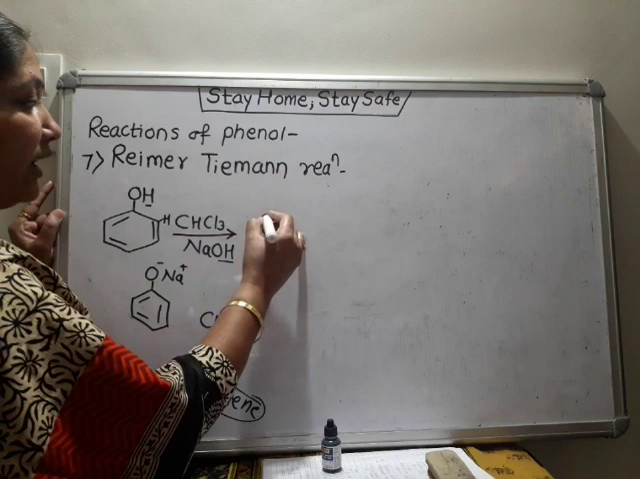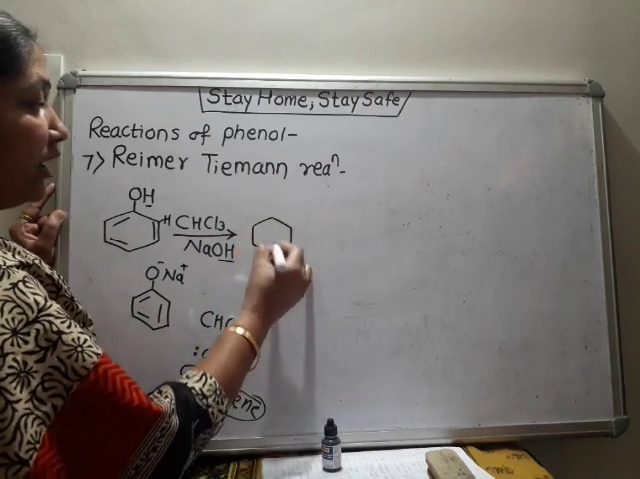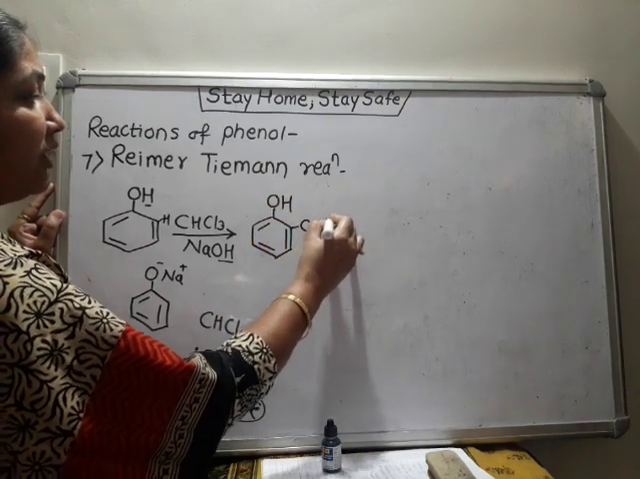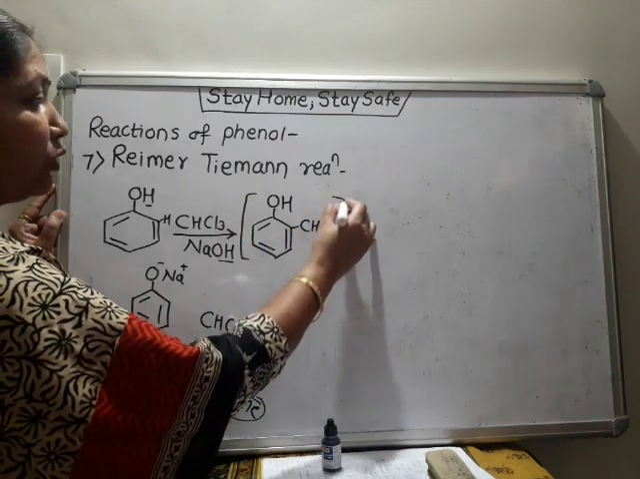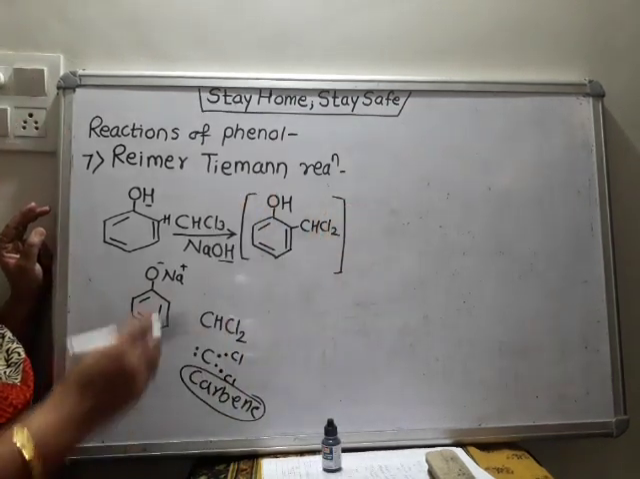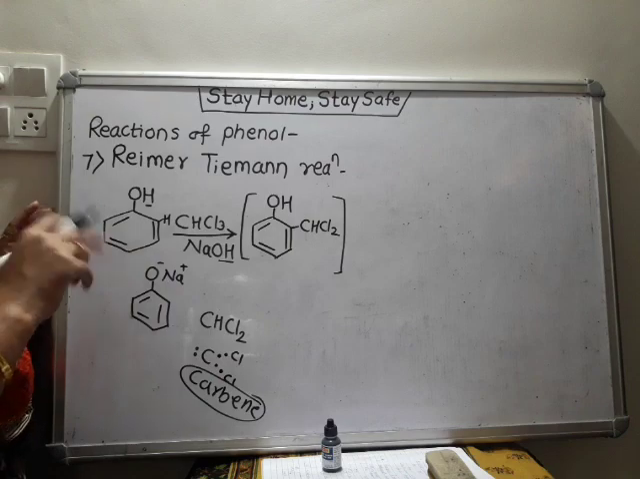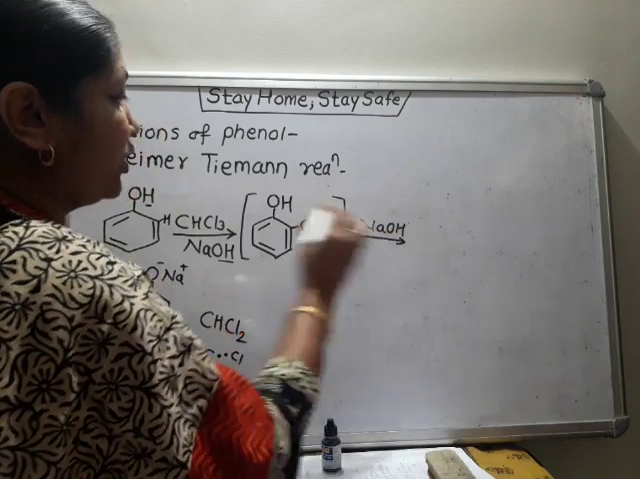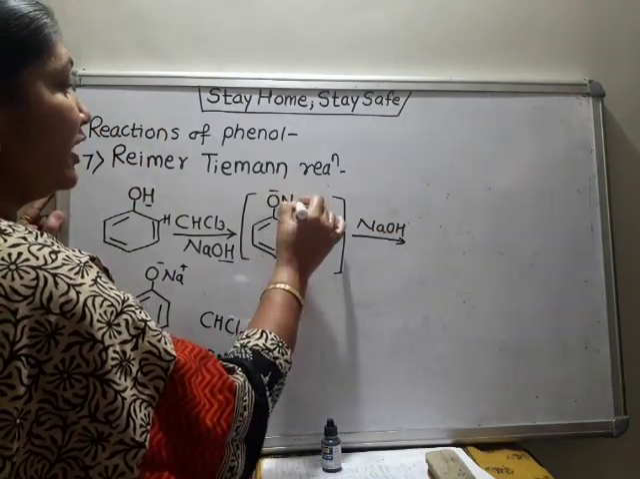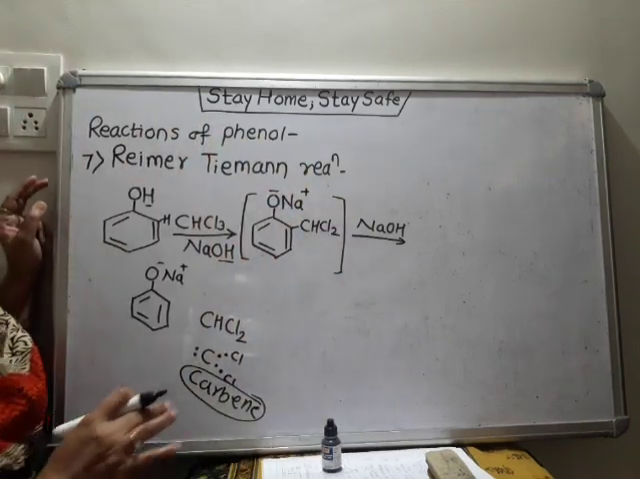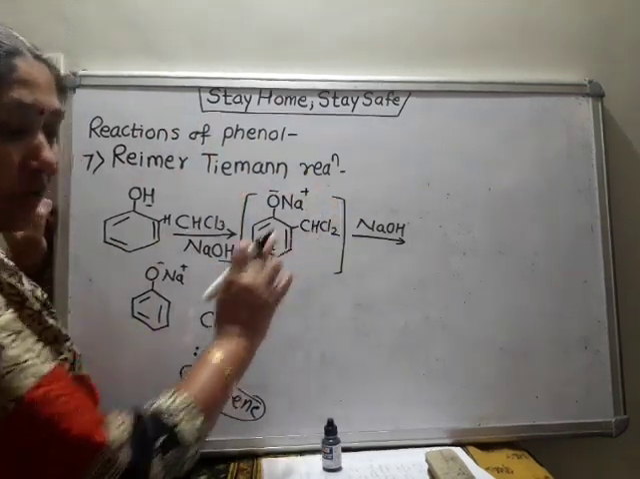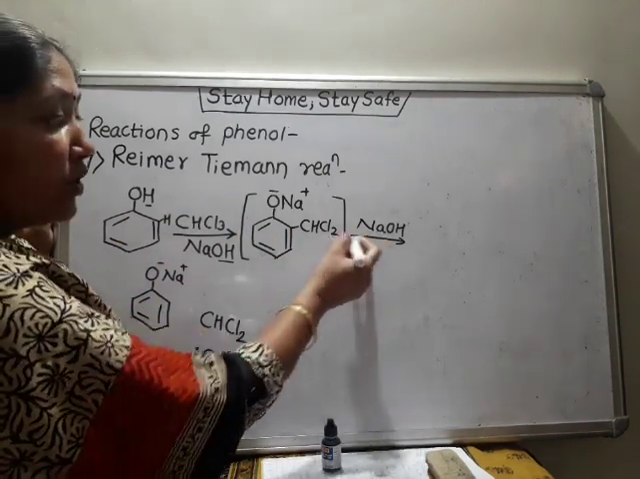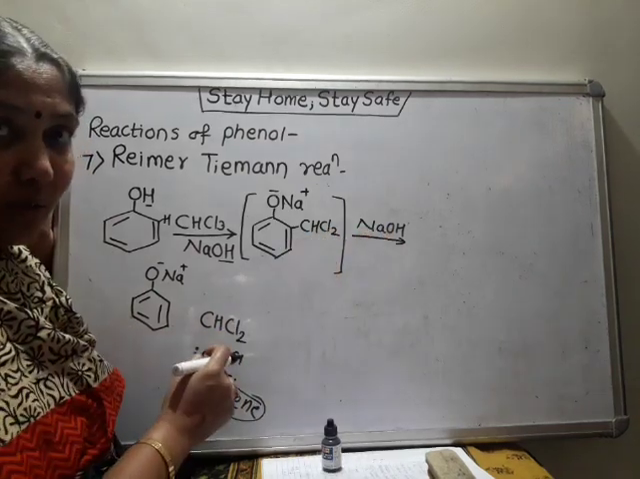So HCl is eliminated and we get an intermediate which is highly unstable. No name is given to this substance, but at the ortho position CHCl2 is introduced. Now again it reacts with NaOH, excess of NaOH. Here it becomes O minus and Na plus. Like this one intermediate is obtained, which is unstable. That's why it is enclosed in square brackets. Now it reacts with NaOH. What's the role of this NaOH?